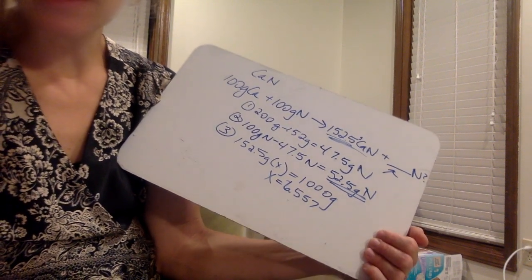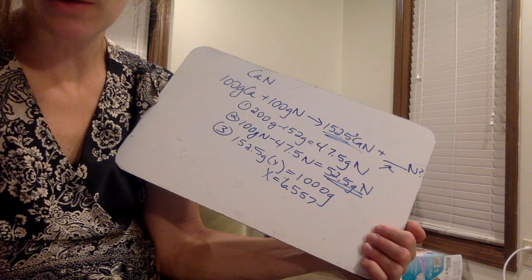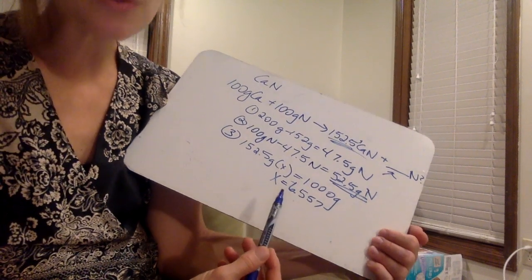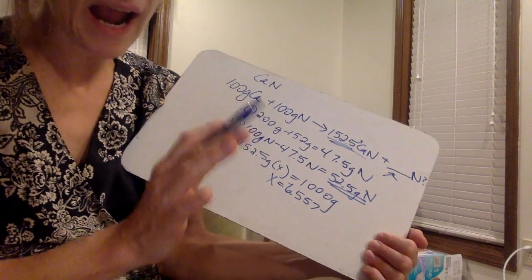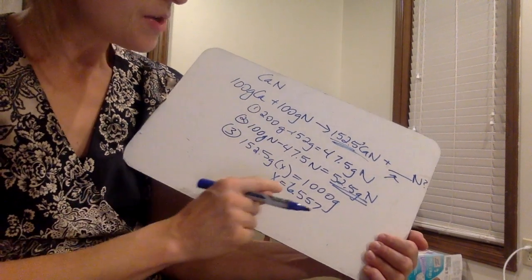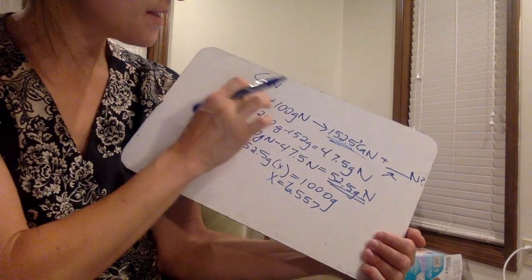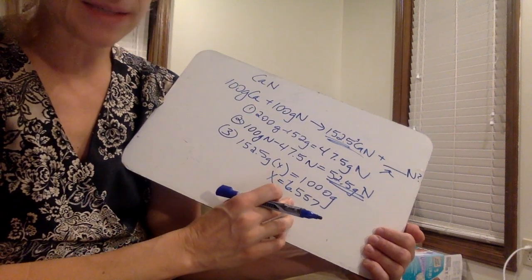My smallest significant figures are 2, the 1.0 kilograms, so I can only have 2 significant figures. Just don't do that yet, okay? You don't have to, so don't do it till the very end. So this tells me that each of these things has to be multiplied by a factor of 6.557.